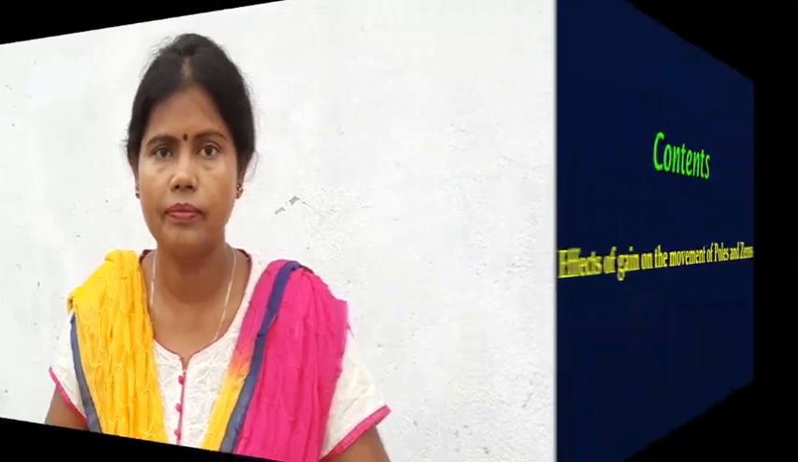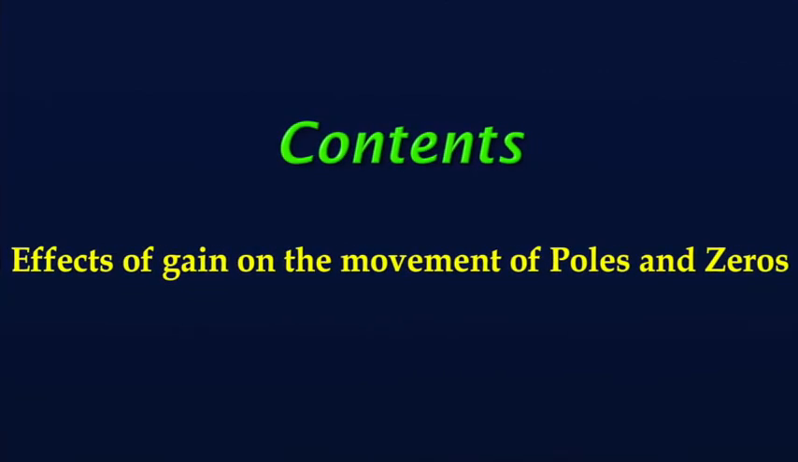Hello, my dear students. In the last lecture, I discussed some numerical solution problems on the root locus method. Today, I am starting the 16th lecture of the course on Control System 1. Now, in the present lecture, I am going to focus on the effect of gain on the movement of poles and zeros of the system. I will try to cover the effects of gain on the movement of poles and zeros.